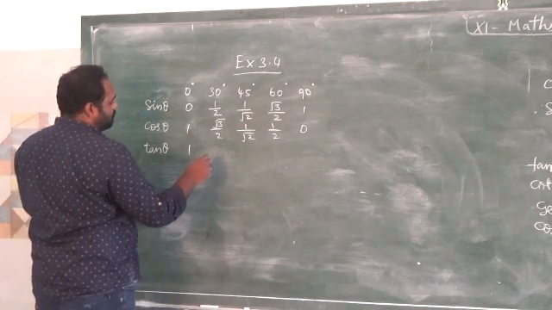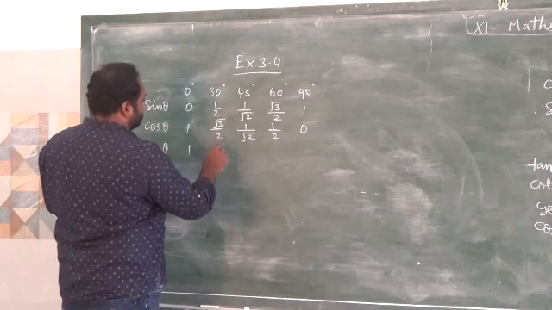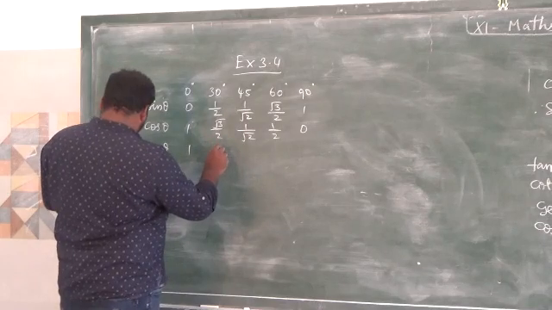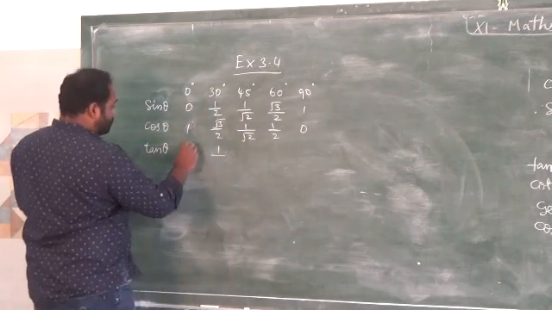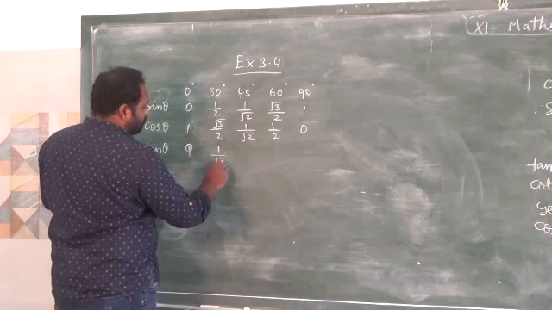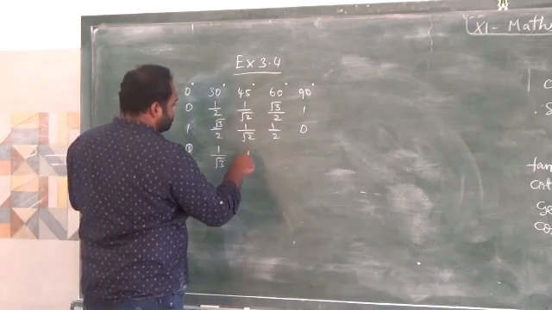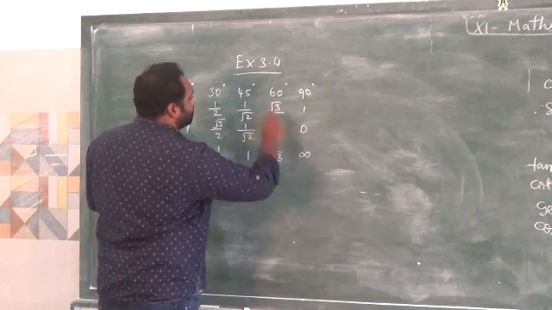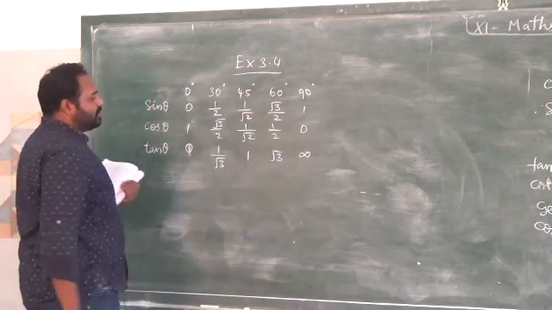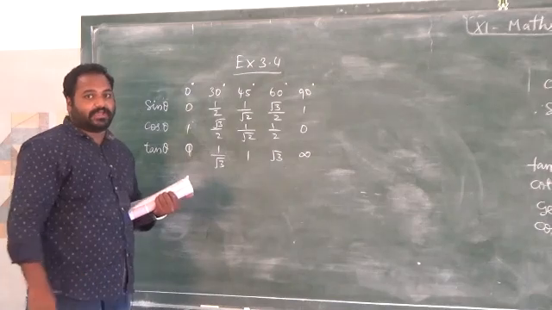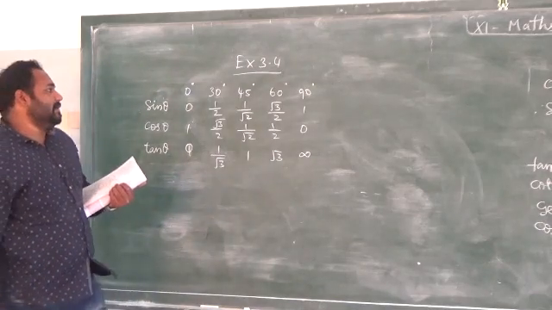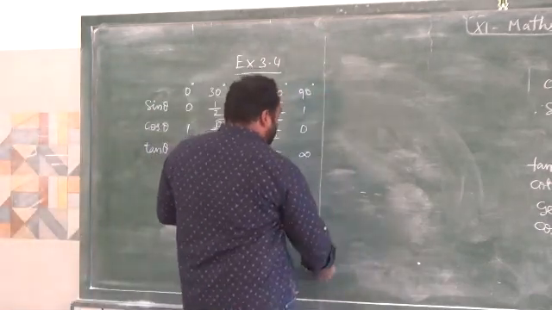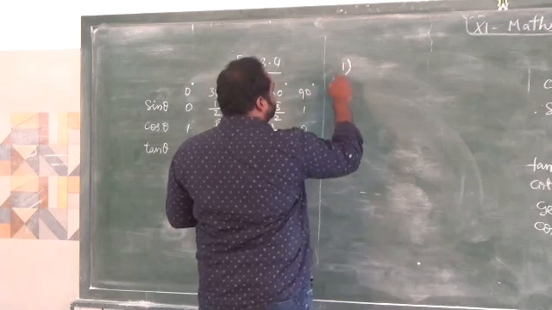This is 0, 1 by root 3, and then this is 1, this is root 3, this is infinity. So these values you ought to keep at your fingertips to do the problems much faster. Okay, now exercise 3.1, first problem.